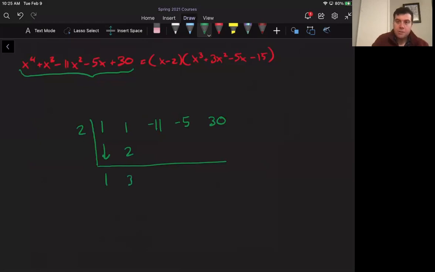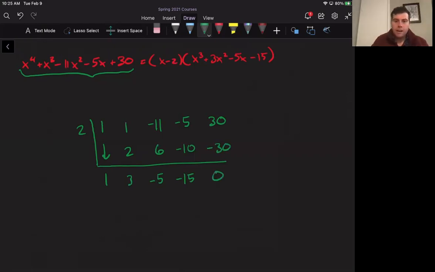Then we multiply a 2 to that 3. That gives us a 6 and brings down a negative 5. Then we multiply a 2 to that negative 5. That brings down a negative 10. We add those together, we get minus 15. We multiply a 2 to that negative 15. We get negative 30. We add those together, we get 0.